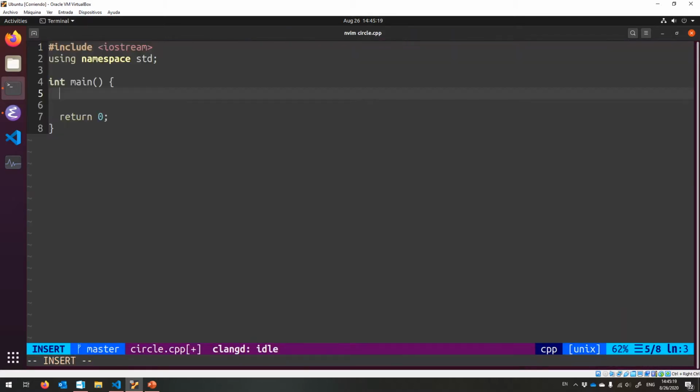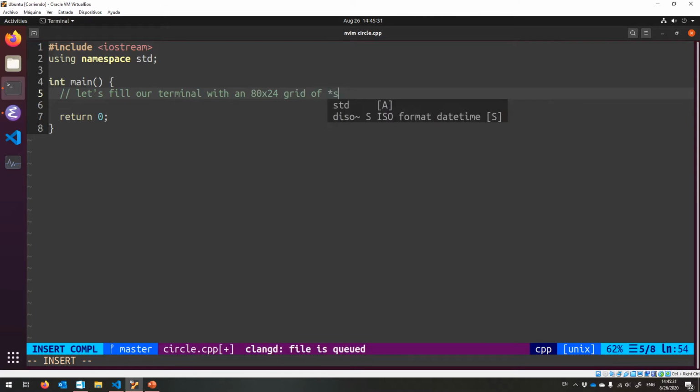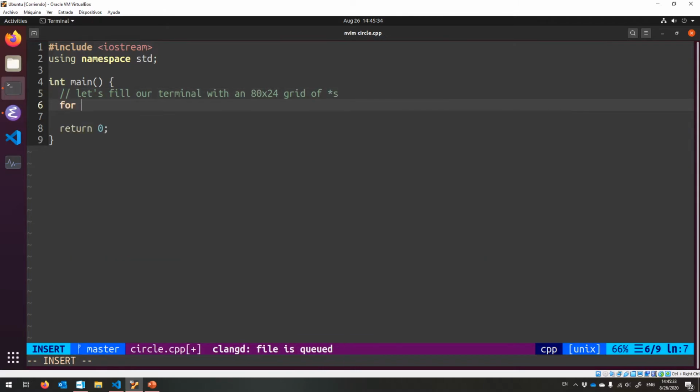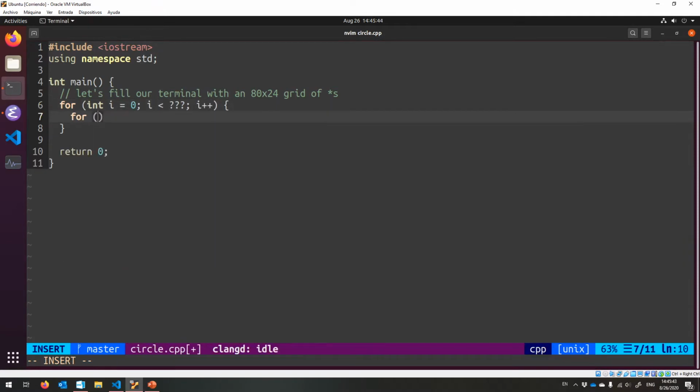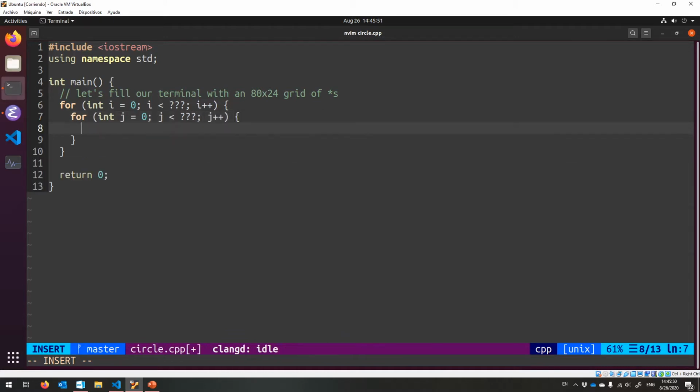So the first thing that we want to do is let's fill the terminal with an 80 by 24 grid of stars. That's something that we know how to do already. We can use for loops. For int i equals 0, i is less than something, i plus plus, for int j equals 0, j is less than something, j plus plus. And now we need to figure out what i and j should range between.